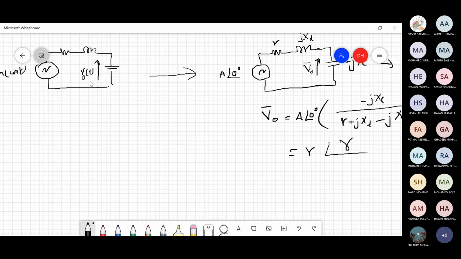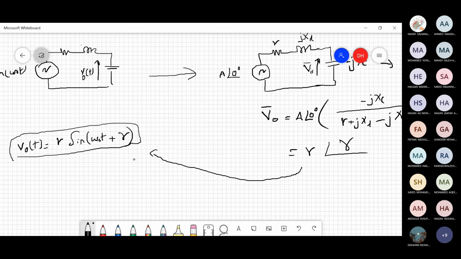I'm looking for V out of t, so then we need to change this and go back to the time domain. So V out of t is equal to whatever you get here, R, we use sine, same frequency, plus the angle, which is equal to gamma. So now this is in the time domain. What I actually did is change from one domain, which is the time domain, into the phasor domain, the frequency domain. Okay, but after we solve it here and get the answer, we return back to the time domain.